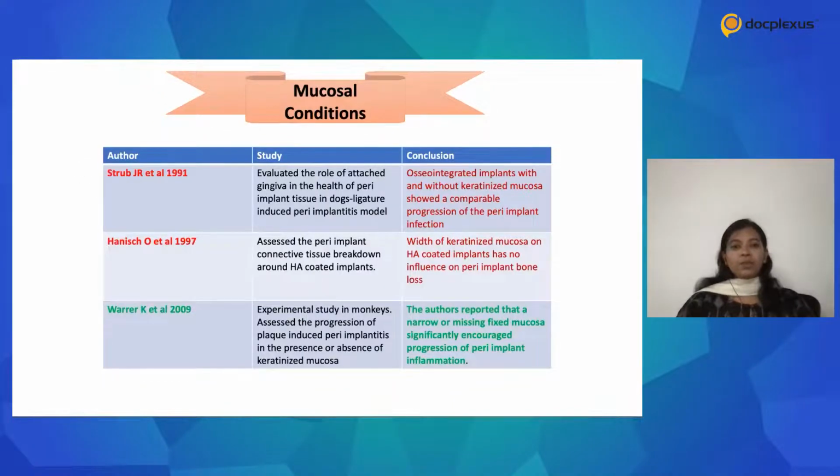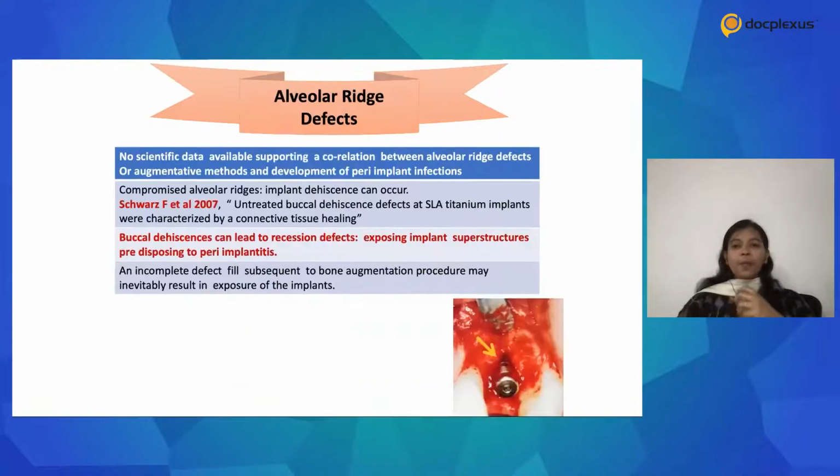These are some of the studies which tell us that where the keratinized mucosa is very less, it also leads to peri-implant diseases. Apart from that, if there are any alveolar ridge defects, so when a patient had a periodontal defect and you did not correct it, see there is a buccal defect here, a defect in the bone here, and you had placed an implant, over a period of time a dehiscence forms around this region. That's because of this periodontal defect which was previously existing.